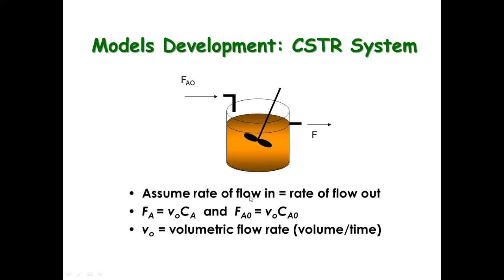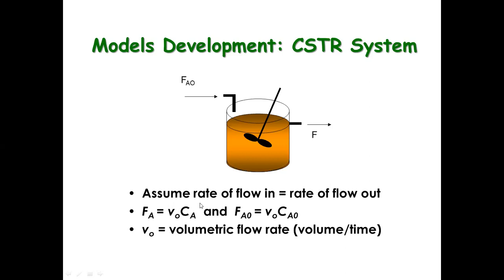The assumed rate of flow in is equal to the rate of flow out. Since the two are equal, they will just cancel each other. Now, FA, the molar rate at which your reacted mixture leaves your reactor, is equal to v sub O CA. Now this one, this is small v. This is not to be misunderstood as capital letter V sub O. Your capital V sub O is initial volume. When you speak of steady state reactors, the small v sub O is volumetric flow rate.